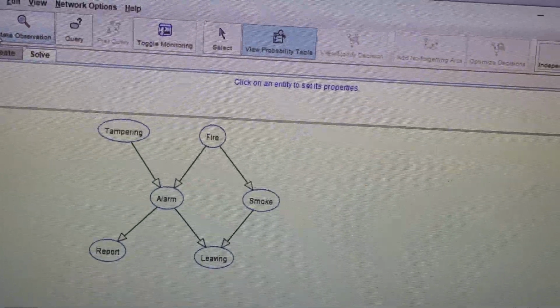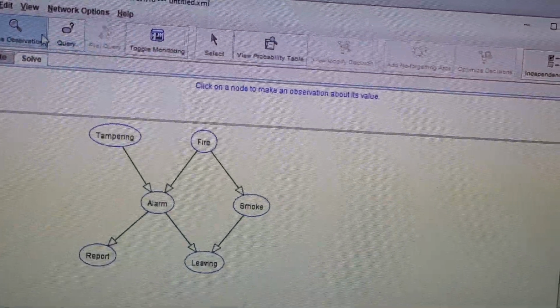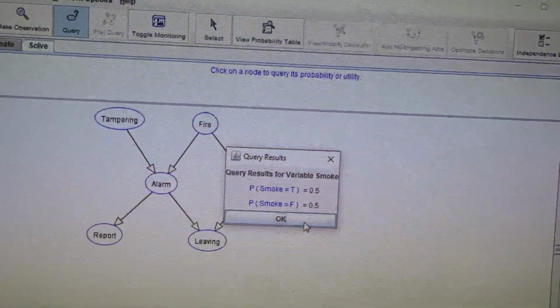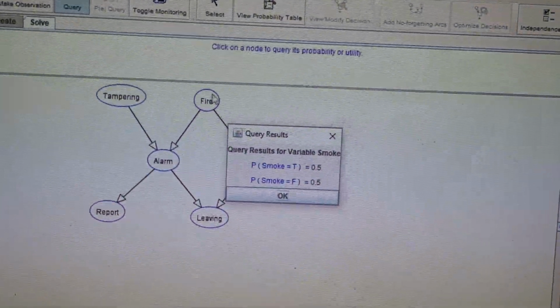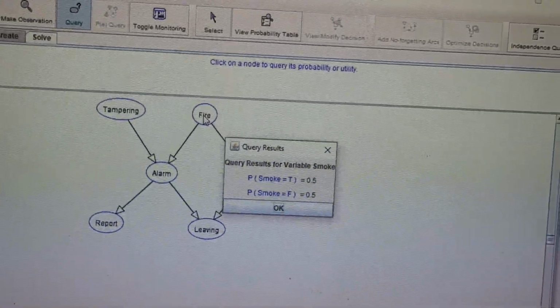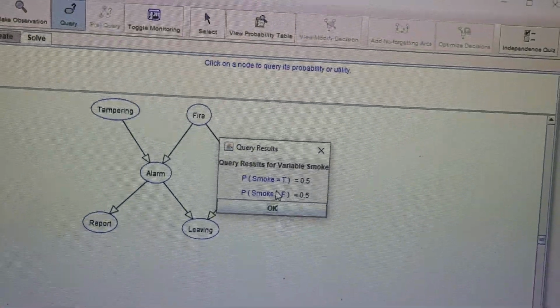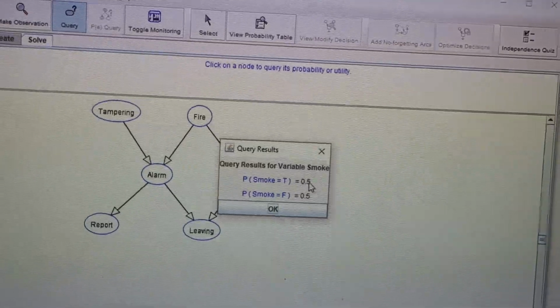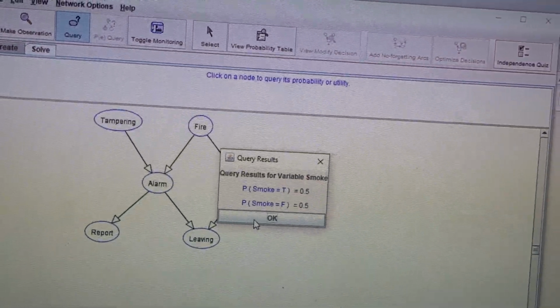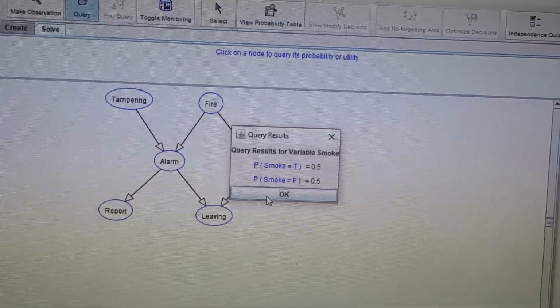But we are going to make a query of smoke first, and that's what it gives us. I don't know if this is actually correct. It probably should be factoring in the probability of fire. So it probably should be 0.75 false and 0.25 true, but this is what it gives. I'm sure there's a reason for that.